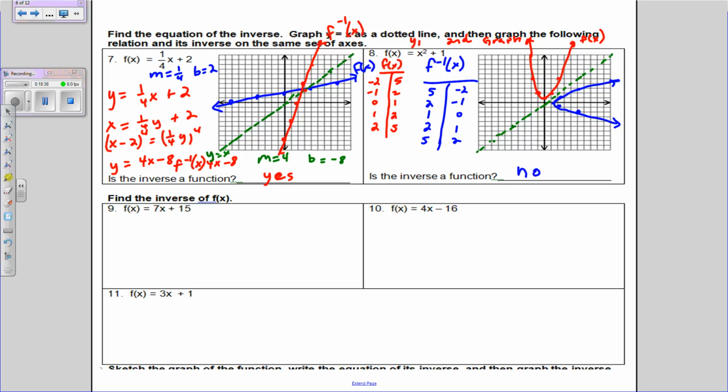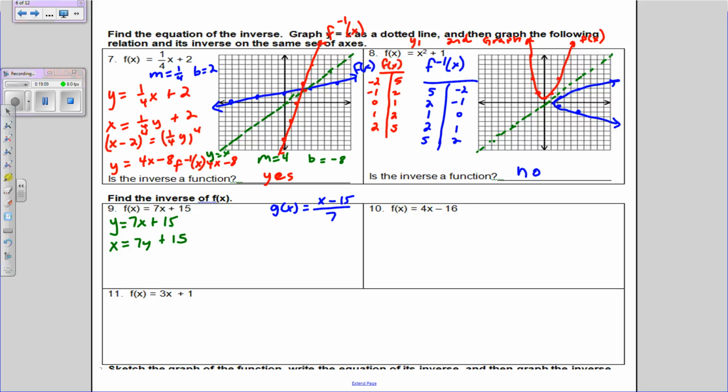Number 9. There's a piece missing here. We should see a g of x over here. And we want to determine if it is the inverse of the first one. So if we have x minus 15 over 7, let's see if that's what we get when we solve. So we have y equals 7x plus 15. And then when we switch x and y, x equals 7y plus 15.